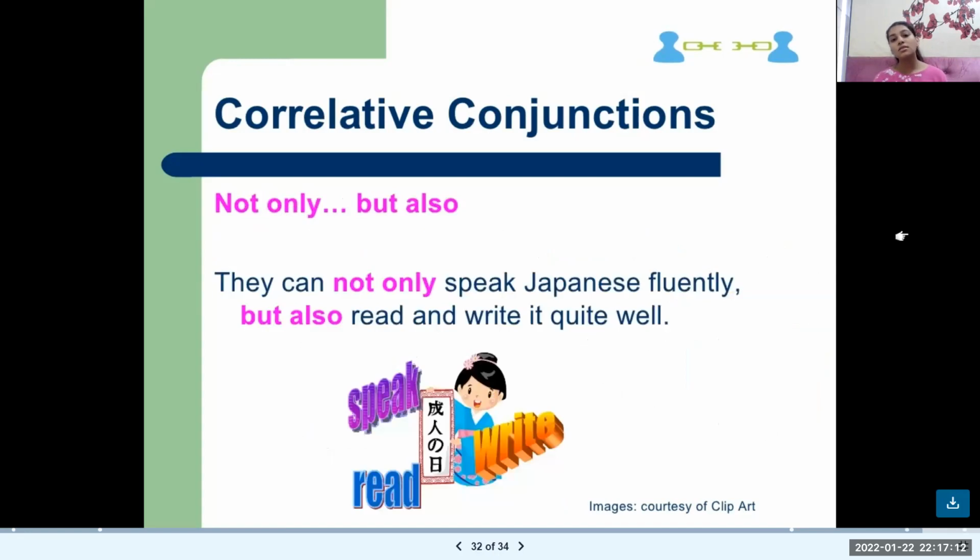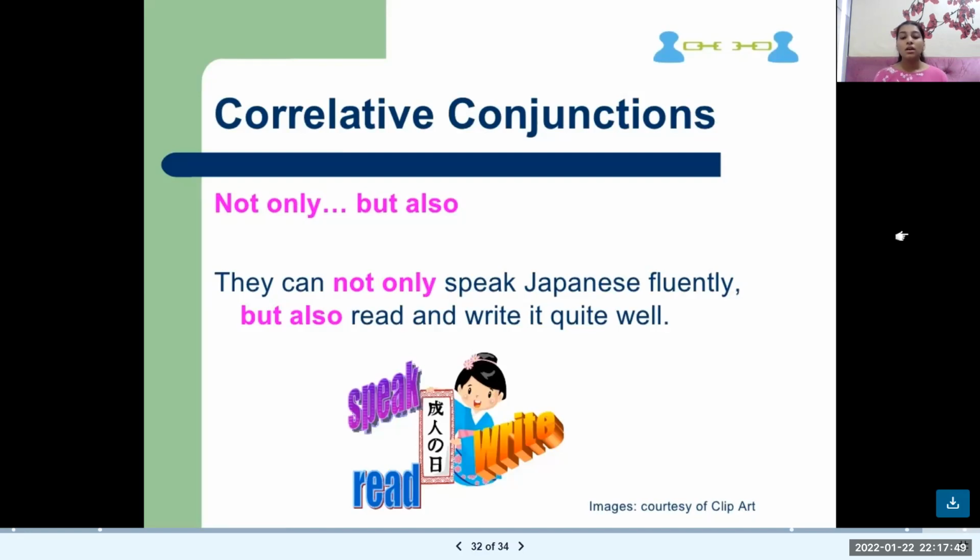Let us see our last correlative conjunction pair, which is not only but also. How is it used in a sentence? Let's understand. Again, you know, right? The dots in between, what does it signify? That there will be some words coming in between to fill in, and then the second part will come over there, and then the entire sentence will be completed with the rest of the words. Okay. So what is a sentence? They can not only speak Japanese fluently, but also read and write it quite well.